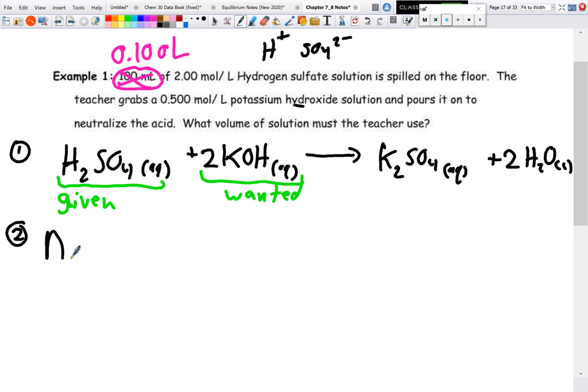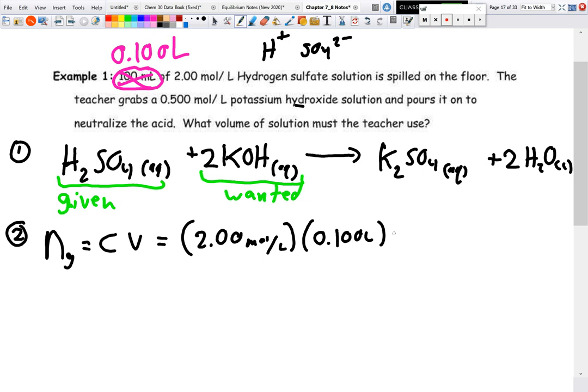So number of moles, I'm given volume and concentration. So number of moles of my given is C times V. So the concentration is 2.00 moles per liter. The volume is 0.100 liters. And we get 0.200 moles.